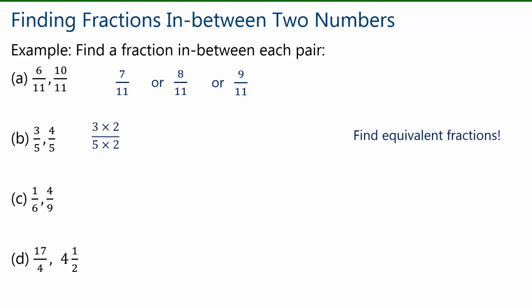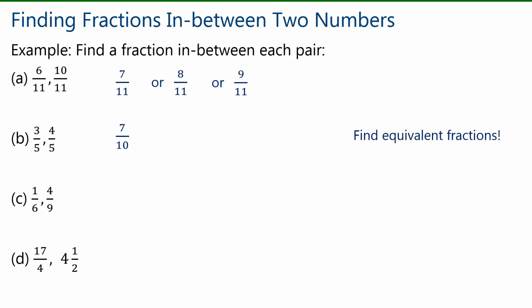So if I multiply 3 over 5 by 2 over 2, I get 6 over 10. Now if I do the same thing with 4 over 5, I get 8 over 10. So in between 6 over 10 and 8 over 10, we can write 7 over 10.